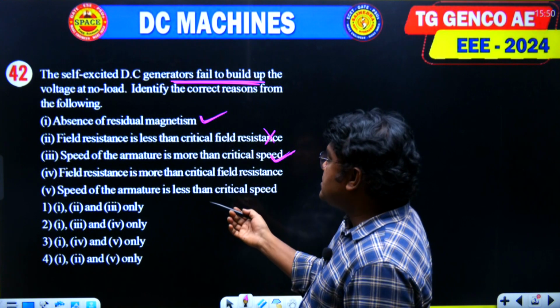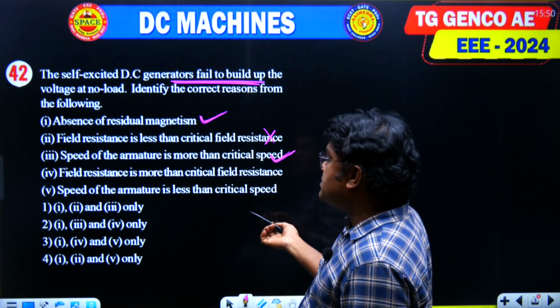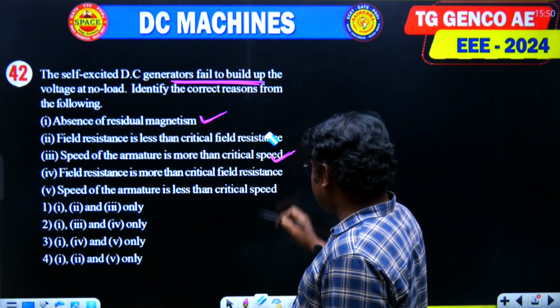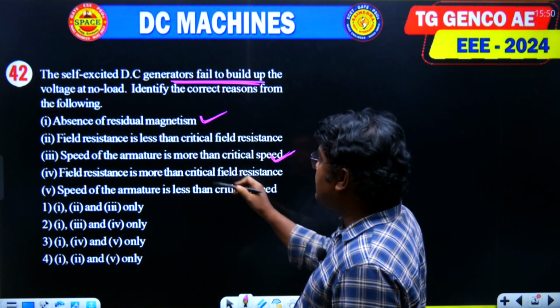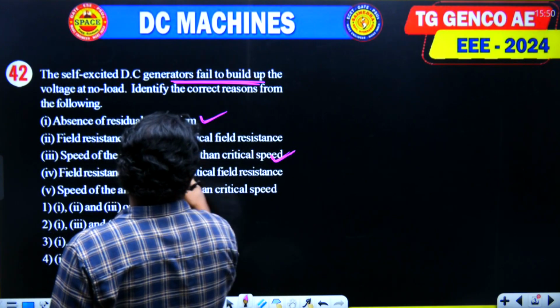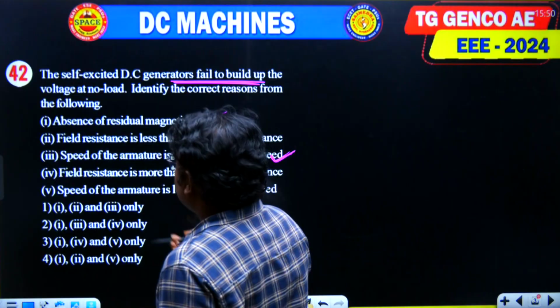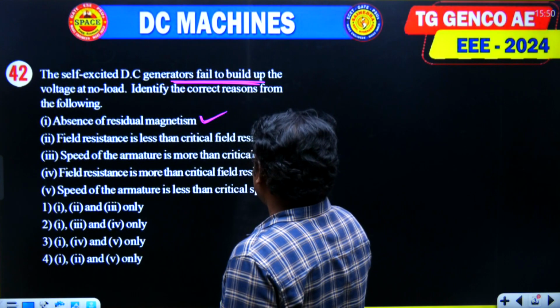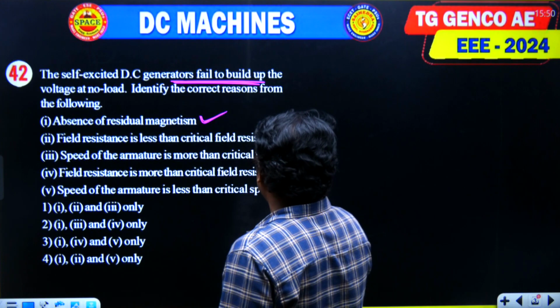And field resistance is more than the critical field resistance. If field resistance is more than the critical field resistance, the generator fails to build up voltage. Okay, this one is the correct statement.